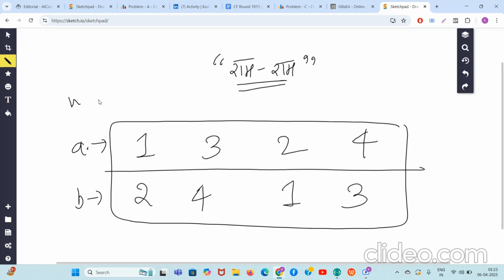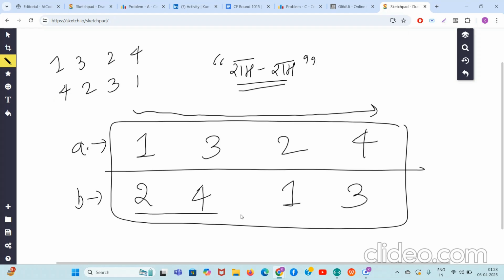So you see, this is 1 3 2 4. What will its reverse be? The reverse should be 4 2 3 1, but it is not 4 2 3 1. So this is not working. They are saying that array A should be the reverse of array B.